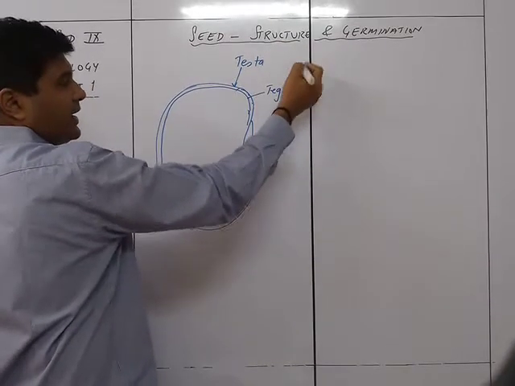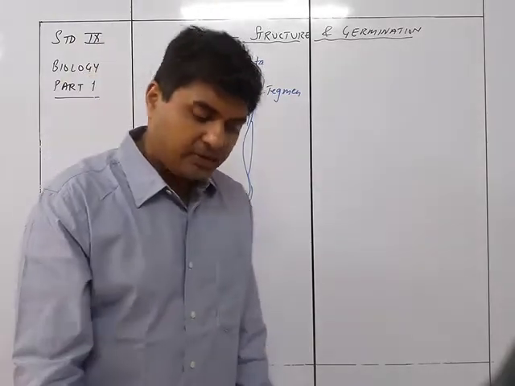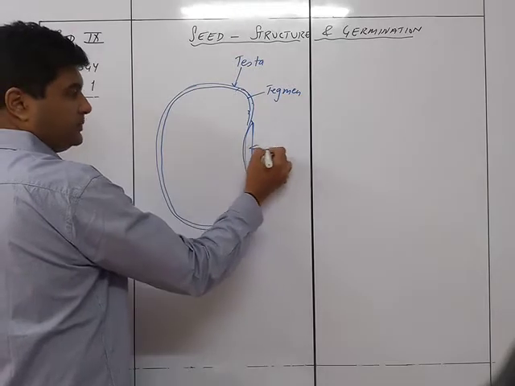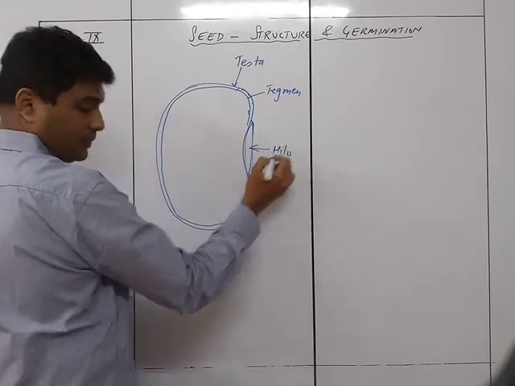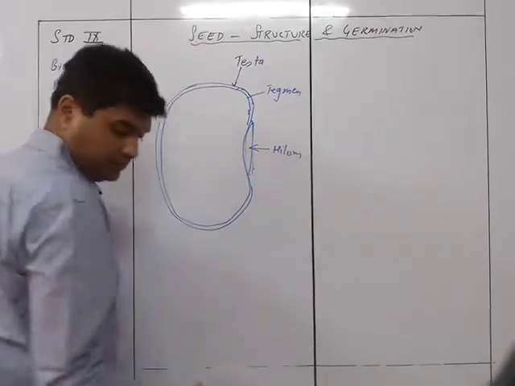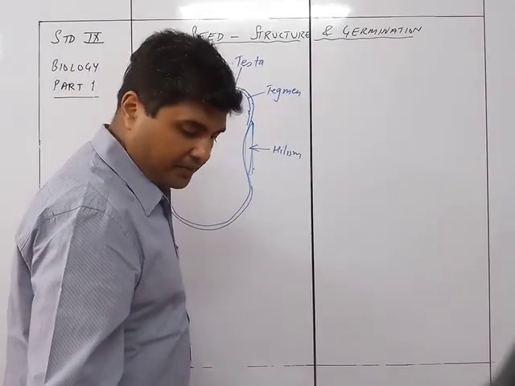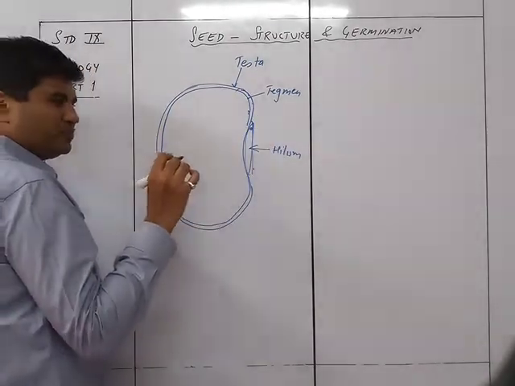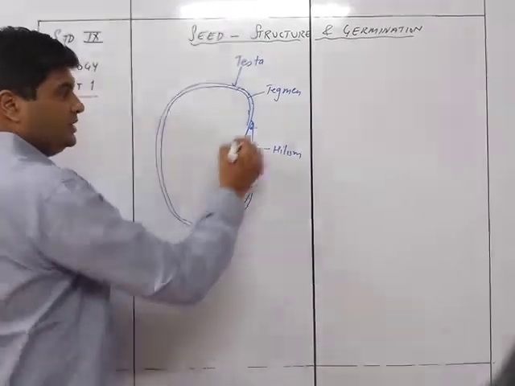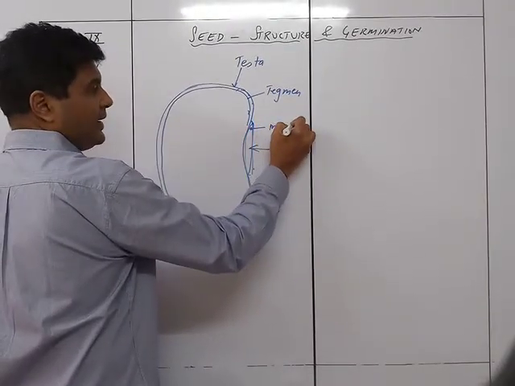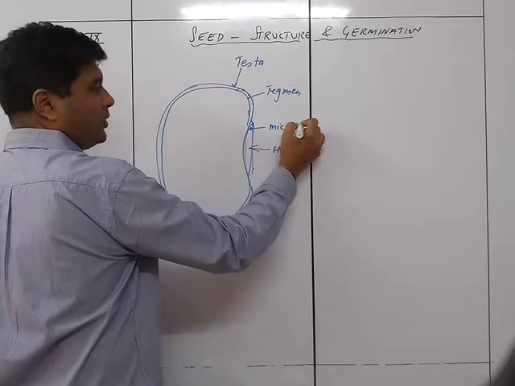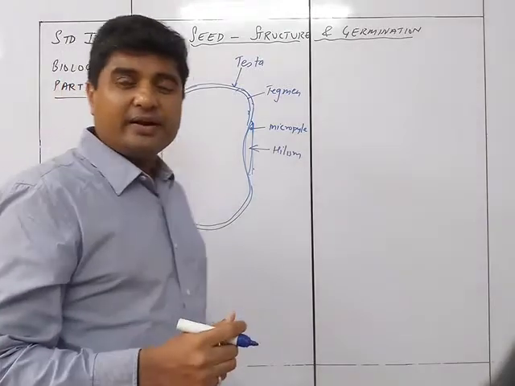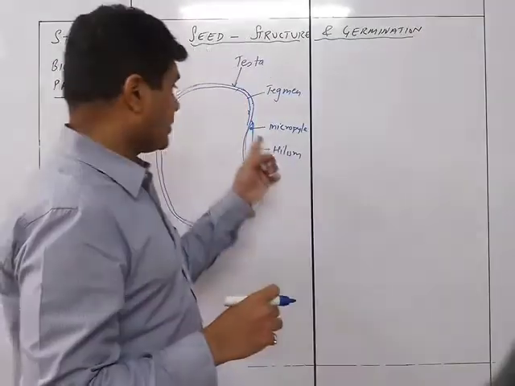Now the testa and the tegmen are the two seed coats or the protective coatings which are there. The concave part over here is the hilum. Above the hilum you can see a small hole, a small opening, a small dot-like structure. This is the micropyle. If you remember, micropyle was that particular point through which the pollen tube entered into the ovule. So that is the micropyle over here.